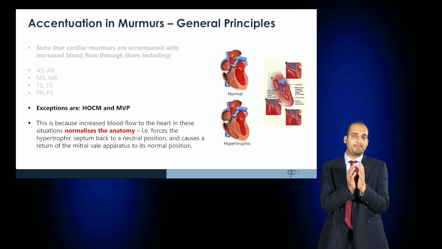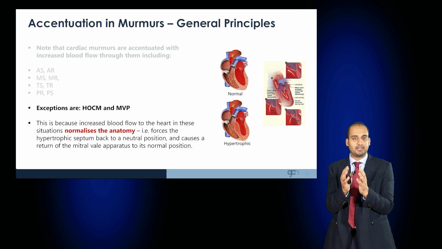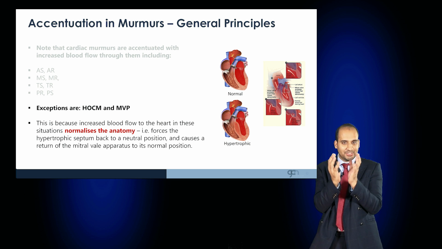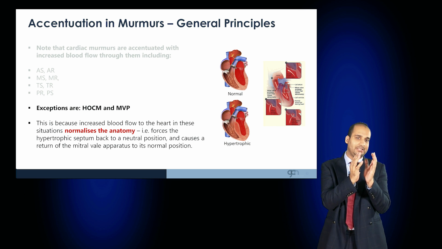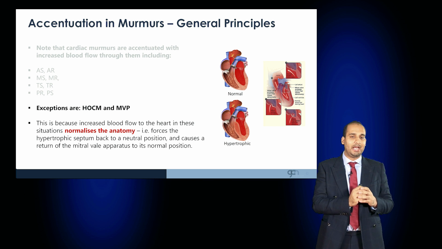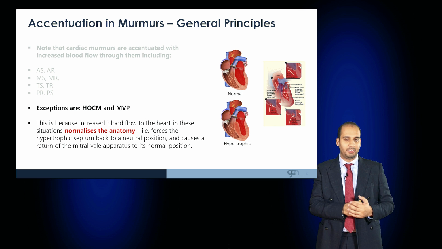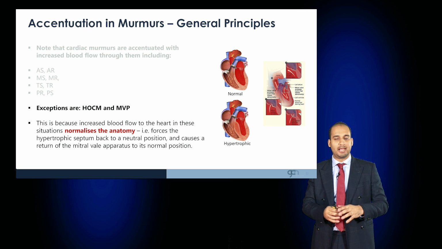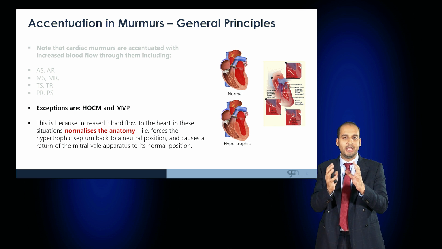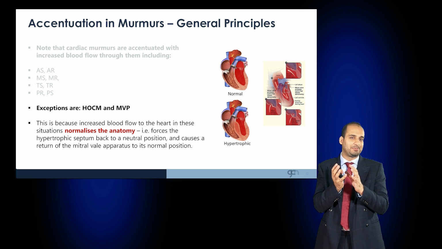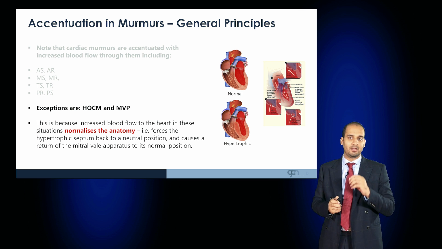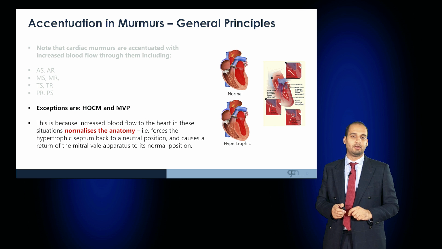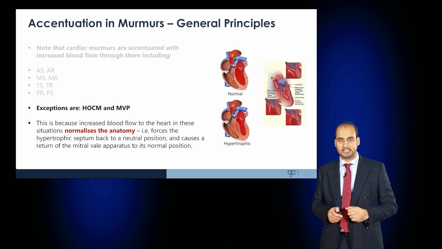That's because if you imagine a hypertrophic septum, increasing blood flow to that chamber pushes that hypertrophic septum back into a normal, or relatively normal, anatomical position and abates the murmur. Similarly, with mitral valve prolapse, increasing the blood flow to the chamber pushes the prolapsed mitral valve back into its normal, or relatively normal, anatomical position, abating the murmur.